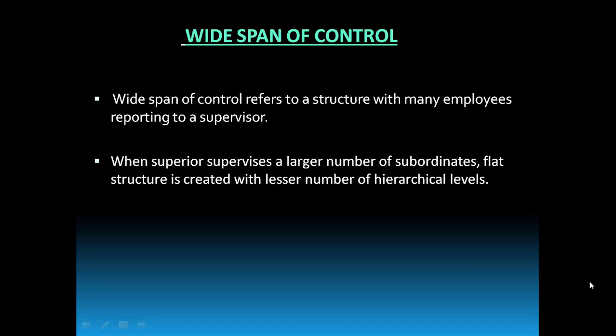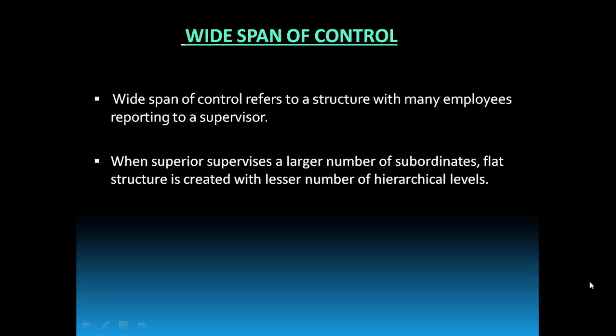Now, next comes wide span of control. This is another type of span of control. Now, wide span of control refers to a structure with many employees reporting to a supervisor. So here, the superior or the manager has to supervise a large number of subordinates under him. So when a manager supervises a large number of subordinates under him, a flat organizational structure is created and the hierarchical levels are less here. So these are the differences between the narrow span of control and wide span of control.